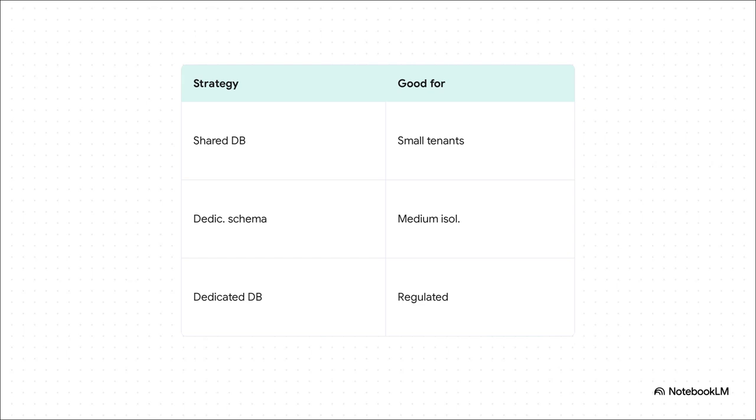A shared DB with a tenant ID column is super cost-efficient and perfect for a ton of smaller tenants. A dedicated schema gives you a nice medium level of isolation. But a fully dedicated database? That's your VIP lane, reserved for massive, highly regulated enterprise clients who demand strict physical isolation and custom backups.